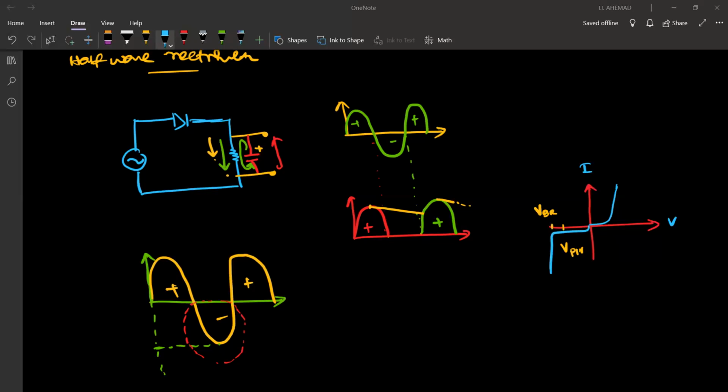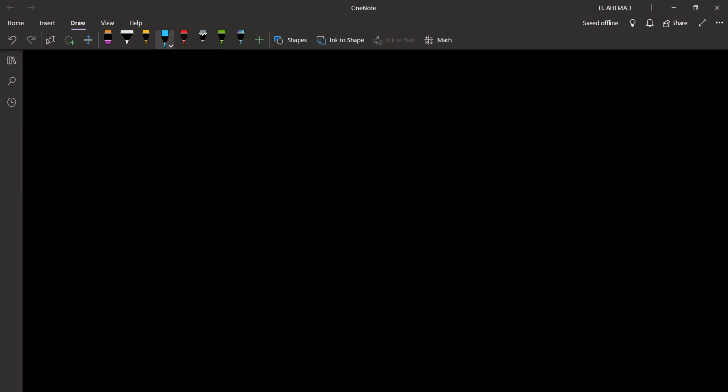Next, let's talk about full wave rectification. In full wave rectification, we are utilizing this negative half cycle also. In full wave rectification, we have two methods. One method is the center tap method. The other one is the bridge circuit. So let's look at the center tap method. In the center tap method, we have two diodes.